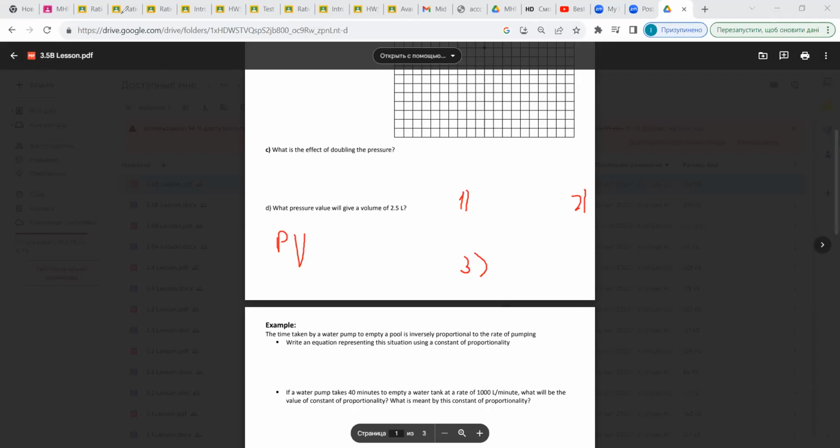Guys, I just want to make sure you understood your tasks for now. Show me how you find inverse relationship of volume with respect to pressure, and what would be the pressure for 2.5 liters. Okay, is it clear?